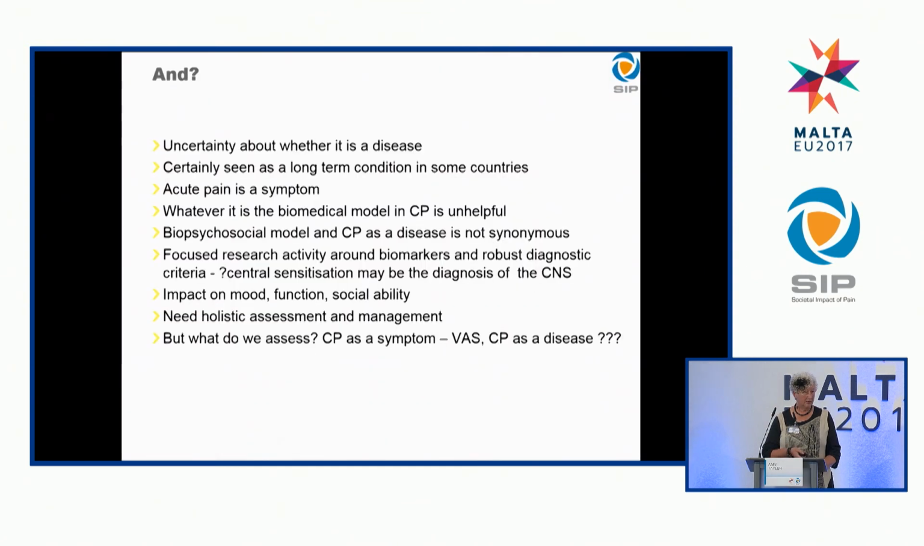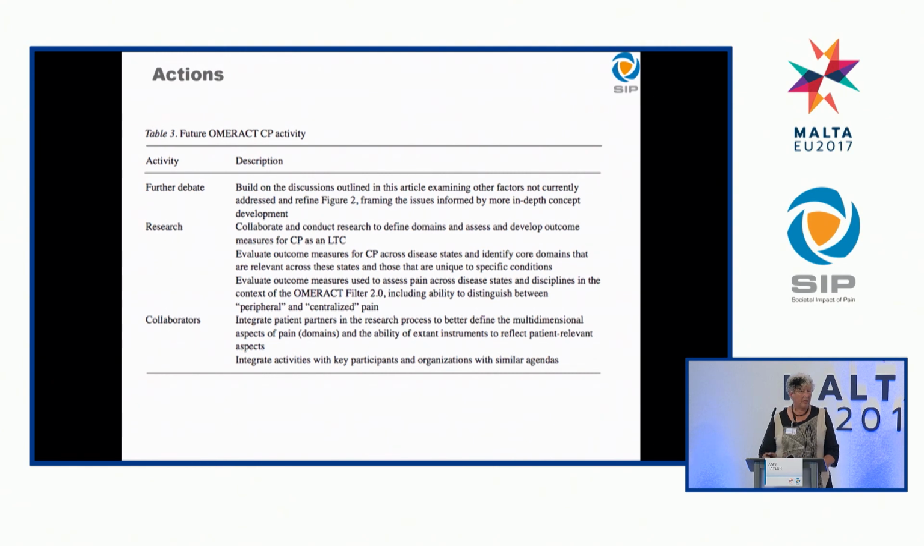So we came up with a number of actions as well, looking to increase research, to look at harmonising the outcomes that we're using to do research in people living with chronic pain.